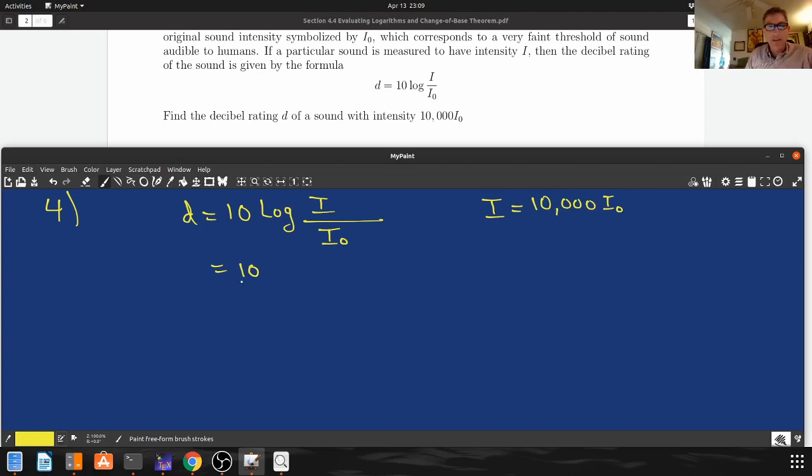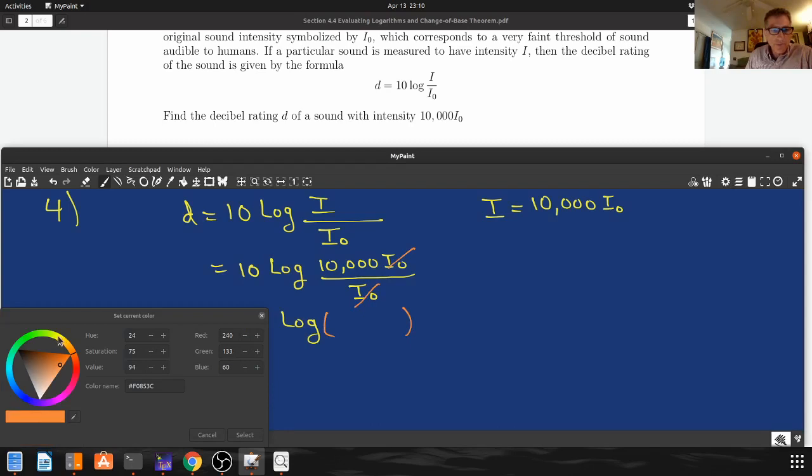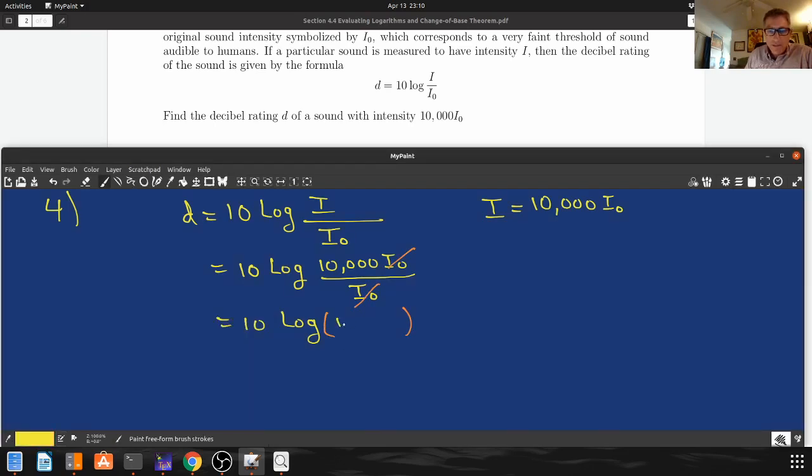So we just figure it out. D is equal to 10 times log of 10,000 I naught divided by I naught, which is equal to 10 times the base 10 log. The I naughts cancel, so that's kind of nice. So it's 10 times the log of 10,000.